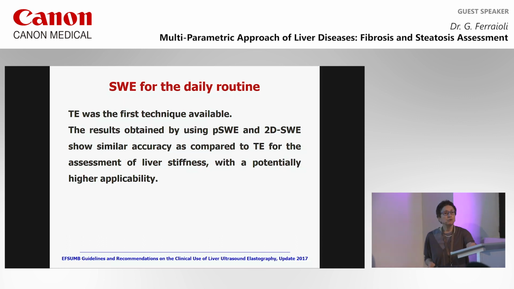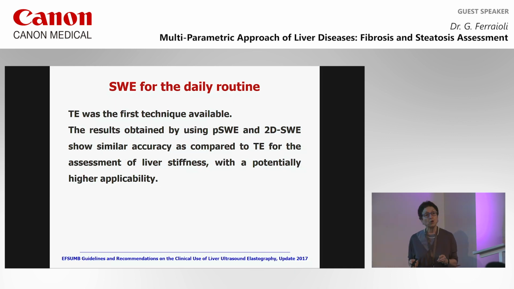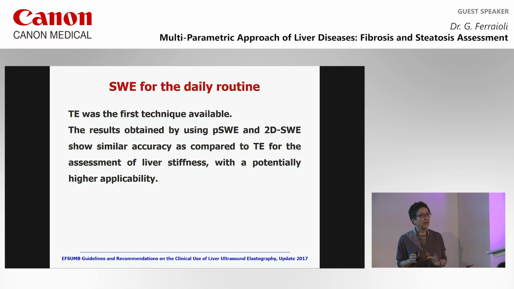And when we use SWE in our daily routine, we have to know that shear wave elastography can be performed with the FibroScan device, which is a shear wave elastography technique. It is a device dedicated, without image, to the assessment of elastography, or with ultrasound equipment, either point shear wave or two-dimensional shear wave elastography. And all the studies that have been performed using shear wave elastography on ultrasound equipment have shown that results are as accurate as those obtained with the FibroScan device.